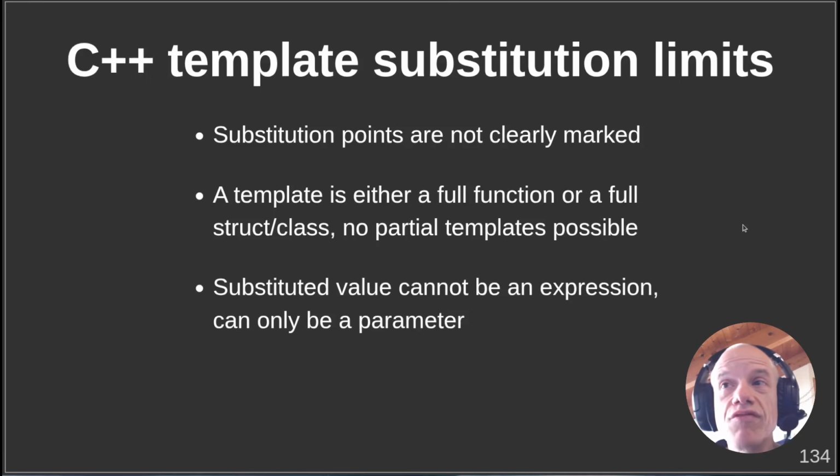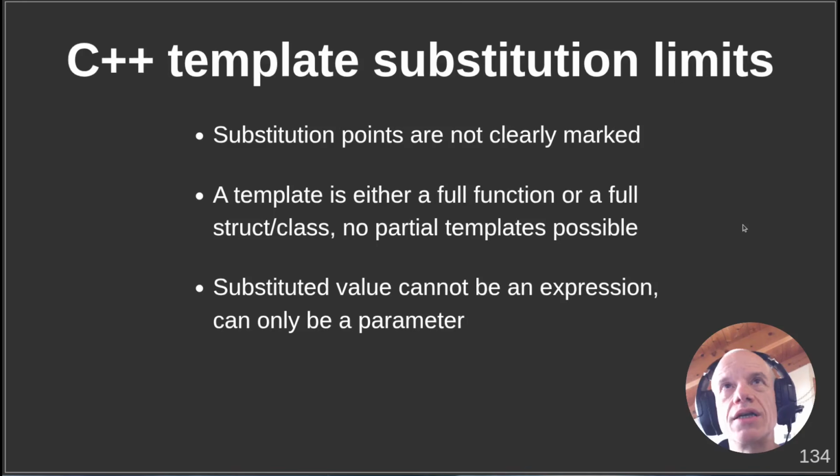And the substitute can be an expression, but only a parameter. And this means that if you want to do any computation, you must use a utility class to do the computation. And this was very common long ago. Now with constexpr, you can do some computation at compile time. But still, you need to do a separate constexpr function to do the computation.